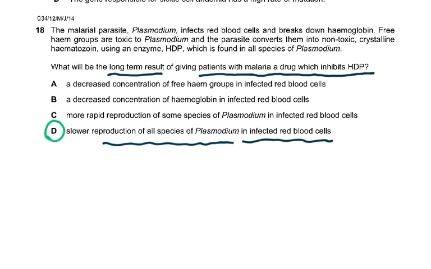The parasite makes the toxic heme group. The free toxic heme group is converted into non-toxic. But when the HDP is not going to work, then the toxic heme is not going to be removed, so the Plasmodium is going to be reproducing much slower.